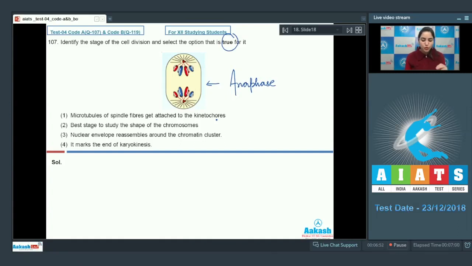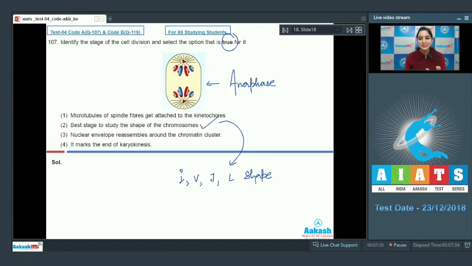Option number 1 says microtubules of spindle fibers get attached to the kinetochores. Is that true? Let's see other statements also. Best stage to study the shape of chromosome. I'm totally happy with this statement. Why, students? The reason is that in anaphase you see the shapes of chromosome, whether it is I shape, V shape, J shape, or L shape. So we can see those acrocentric, telocentric, if you remember that. So yes, in anaphase we are able to see the shape of chromosome.